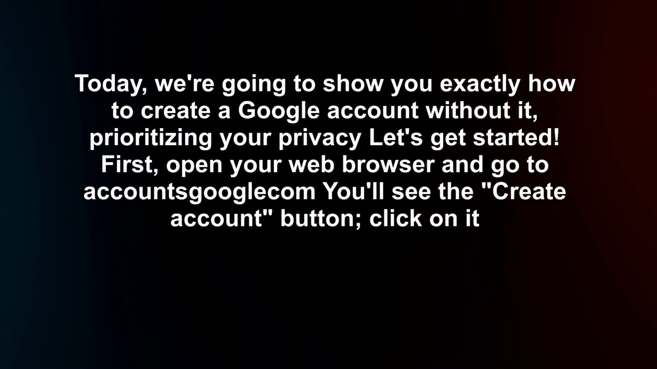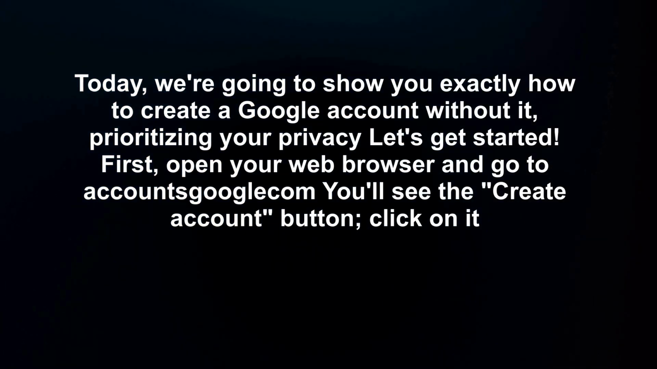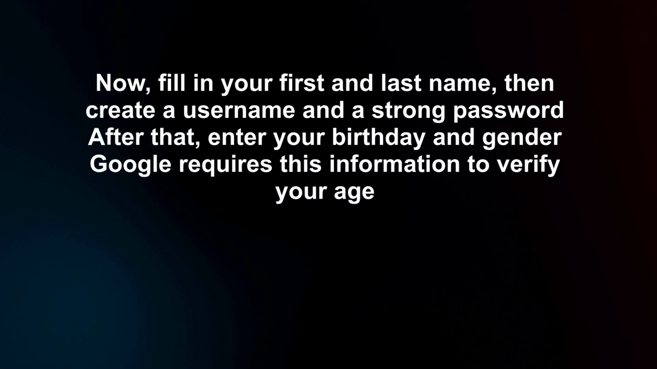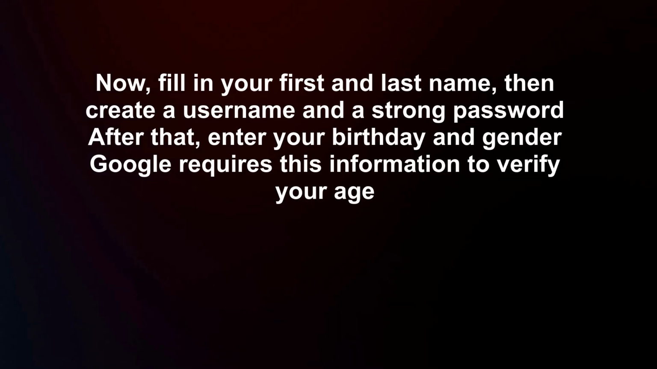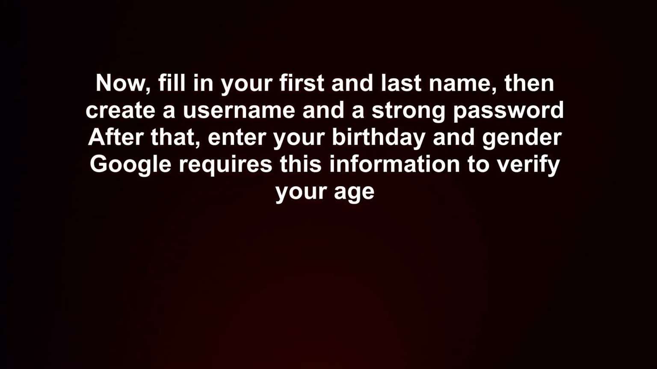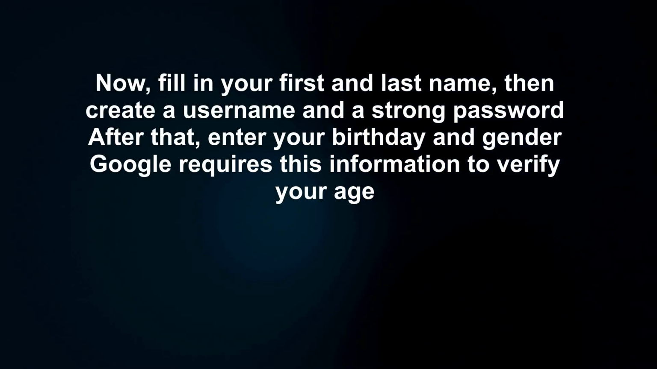Let's get started. First, open your web browser and go to accounts.google.com. You'll see the Create Account button. Click on it. Now, fill in your first and last name, then create a username and a strong password. After that, enter your birthday and gender. Google requires this information to verify your age.